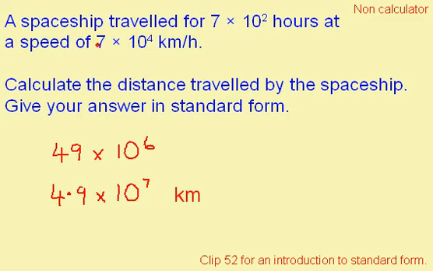Distance is speed multiplied by time. So 7 times 7 gives me 49. 10 to the power of 4 times 10 to the power of 2 gives me 10 to the power of 6. I need to put this into standard form, so I have 4.9. I've divided this by 10, so I need to multiply this by 10, which gives me 10 to the power of 7.